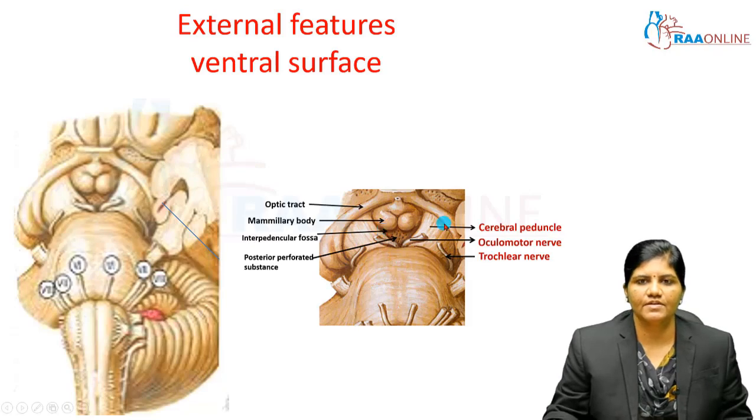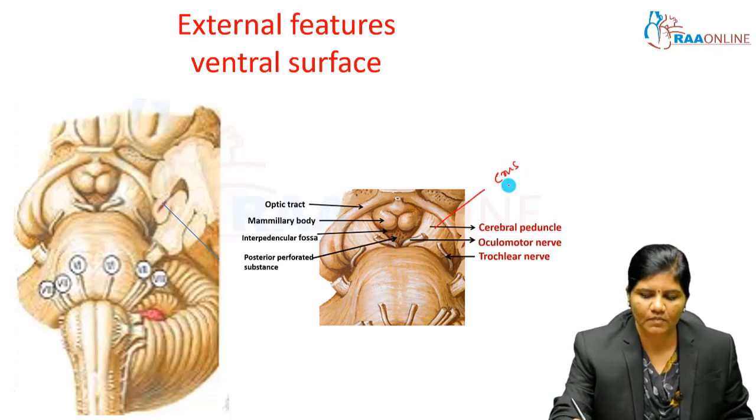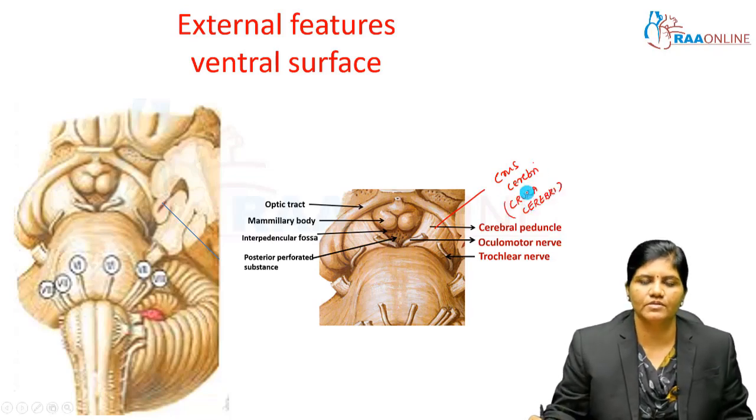Let's see the structures in the ventral surface. This part is known as crus cerebri. The crus cerebri is a part of midbrain which extends from the cerebral cortex downwards and backwards and reaches the upper part of pons. On both sides it is known as crura cerebri. Already we have seen the structures crossing the crura cerebri.